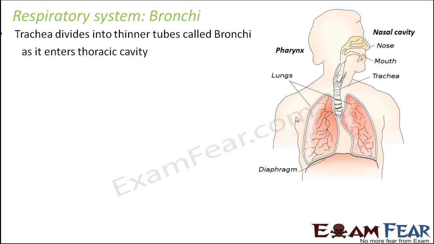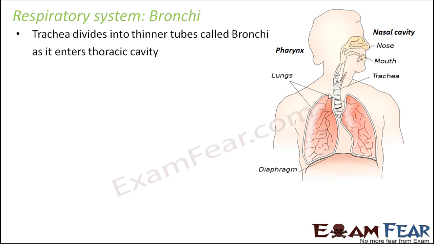The next part are the bronchi. As I have mentioned before also, the trachea, which was a comparatively thicker tube, divides into thinner tubes called bronchi as it enters into the thoracic cavity. You see, as the trachea has entered into the thoracic cavity, it divides into comparatively thinner tubes, and these tubes will start entering inside the right and left lungs respectively. So these thinner tubes are bronchi.